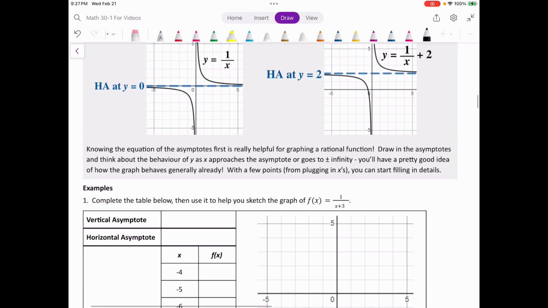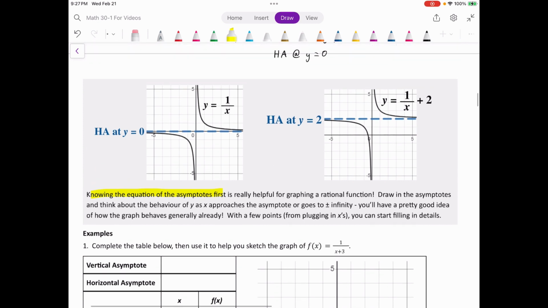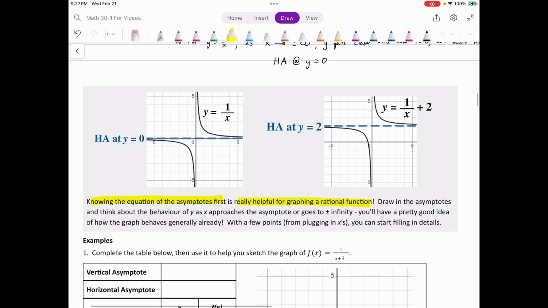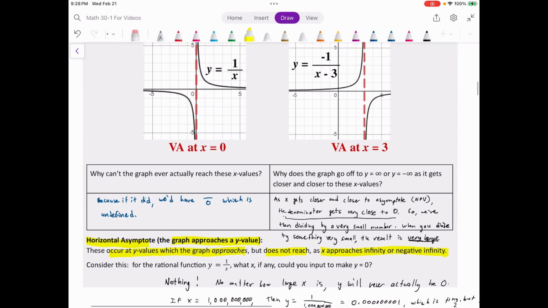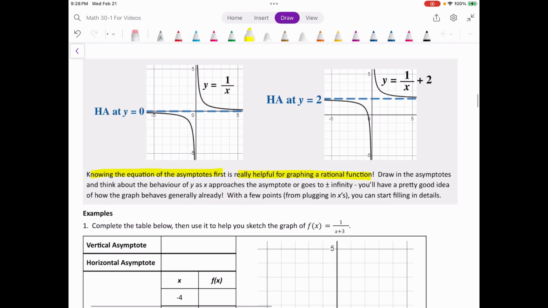So knowing the equation of the asymptotes first is actually an awesome tool for sketching the graph of a rational function, because think about it, right? If you know places where the graph approaches, that gives you a pretty good idea of how to end your graph, right? It's really helpful for graphing, right? If I know that my graph's going to approach this line and it's going to approach this line, I kind of know how to at least finish those parts of the graph. I can send them towards those lines. They're going to get closer and closer to those asymptotes without reaching them.